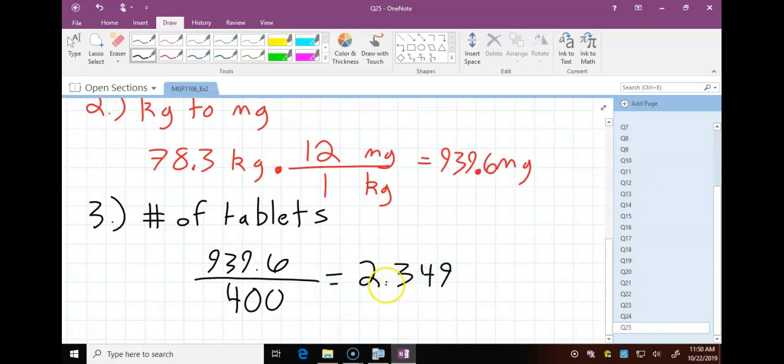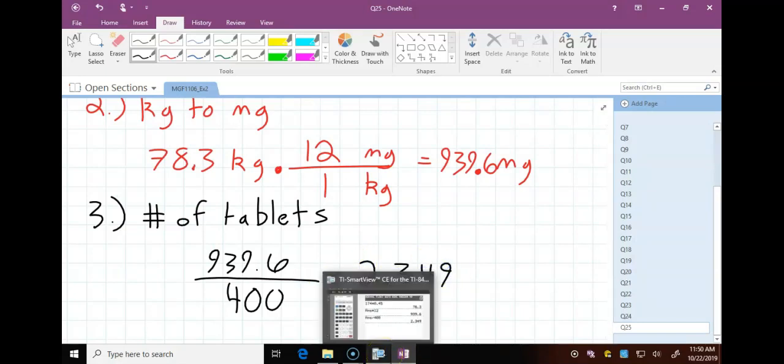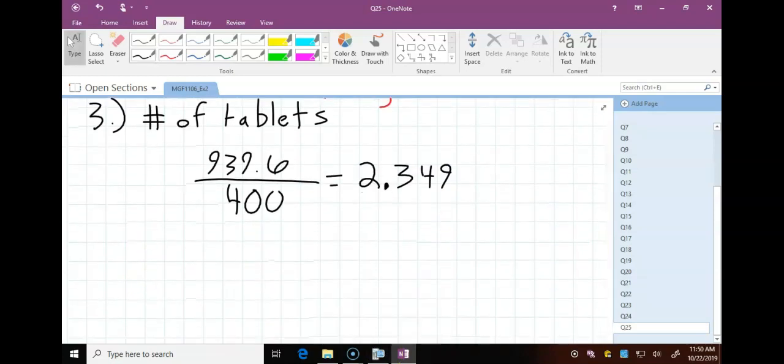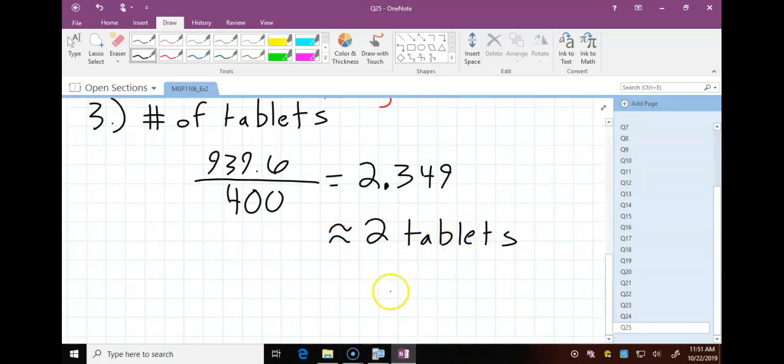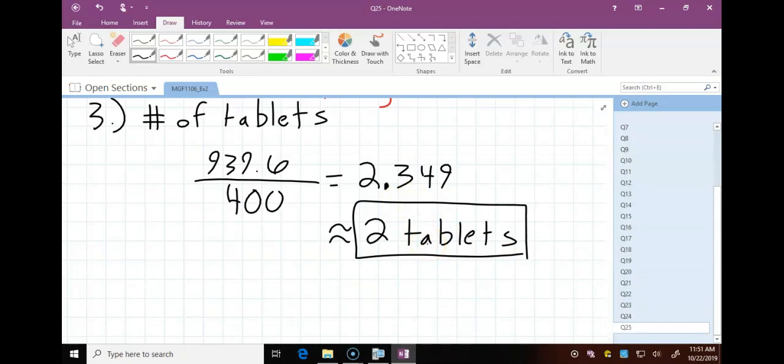And since it says round to the nearest whole number, this patient will need 2 tablets, because the 3 says, hey, 2, stay the way you are. If that was a 0.5 and above, you would have rounded up to the next tablet. Okay? Normal rounding rules on this.